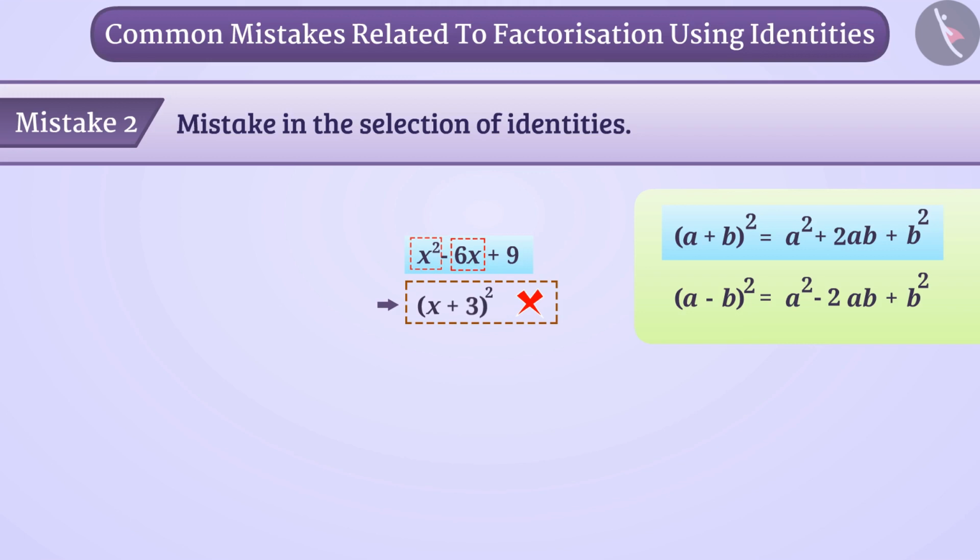Since the algebraic expression shown has a minus sign between x square and 6x, therefore, identity 2 will be used here. Therefore, the desired factorization of the algebraic expression x square minus 6x plus 9 is (x minus 3) whole square.